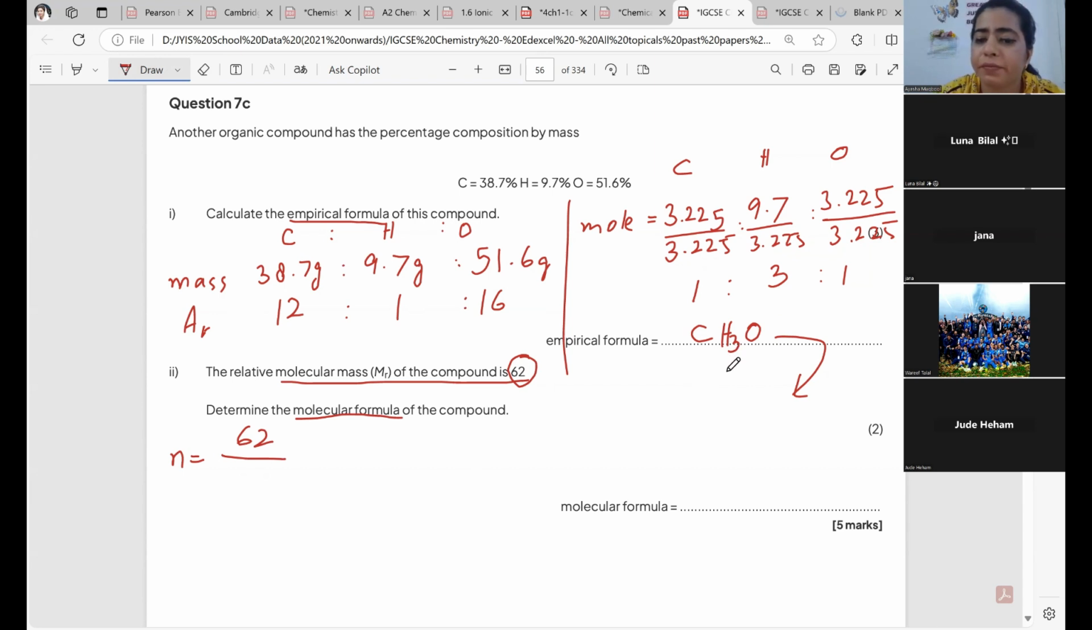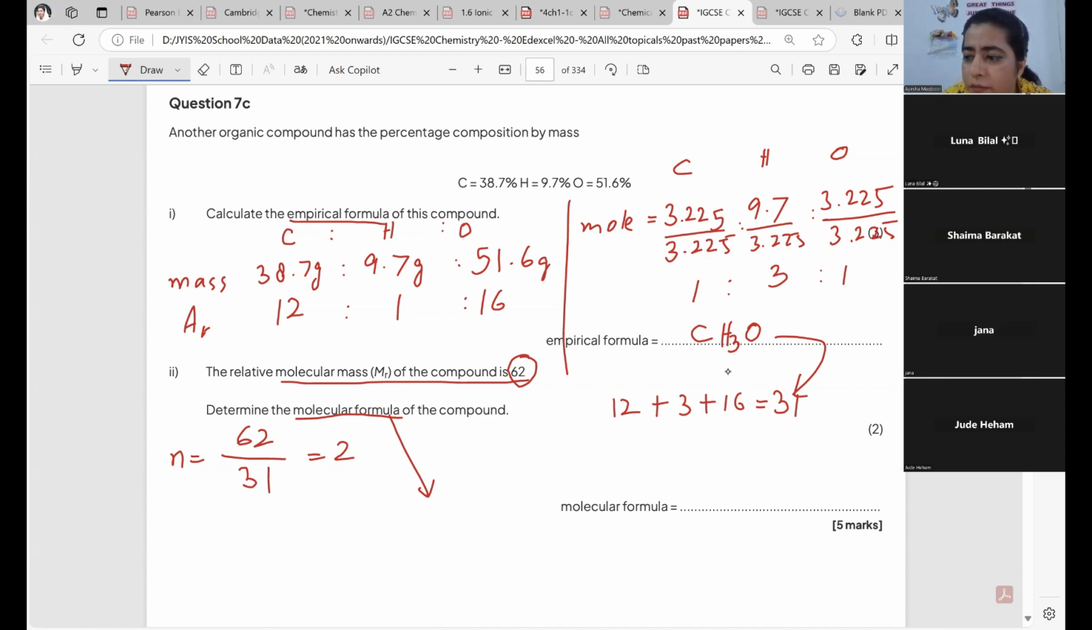So how much is the mass? Carbon 12, not 6, plus 3 hydrogens, 3, plus 16. Total will be 31. So it will be 62 over 31, which totals 2. Very good. So then molecular formula is going to be C2H6O2.